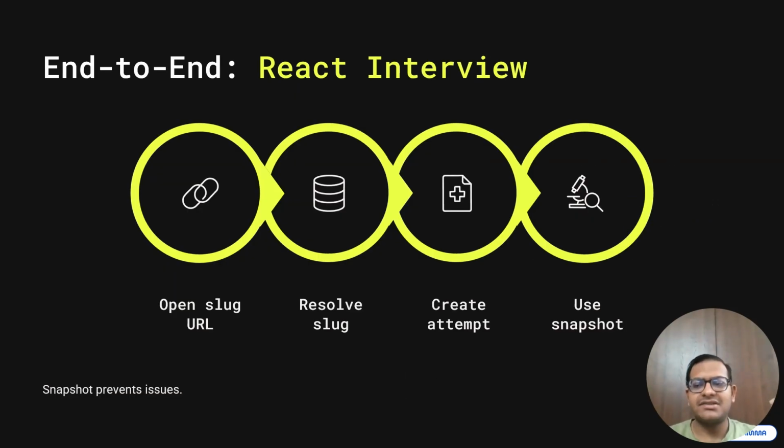Let's say a user starts a React interview. The route uses React interview, the database resolves the slug, an attempt is created. A snapshot of topic information is stored. Later, analytics can reference it, reports can reference it, and history remains accurate even if the original topic has changed. That one design decision prevents a surprising number of future issues.